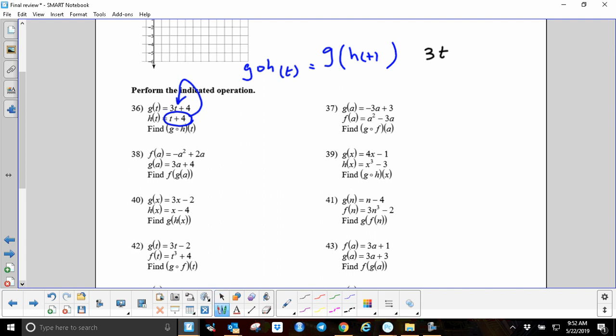So all I'm going to do, I'm going to get 3t plus 4, which is my G. The input is T, I'm going to put H. So I'm going to put T plus 4 as an input. And I'm just going to do the math, do the algebra. I'm going to distribute it in, and you're going to get that. We found it, 3t plus 60.